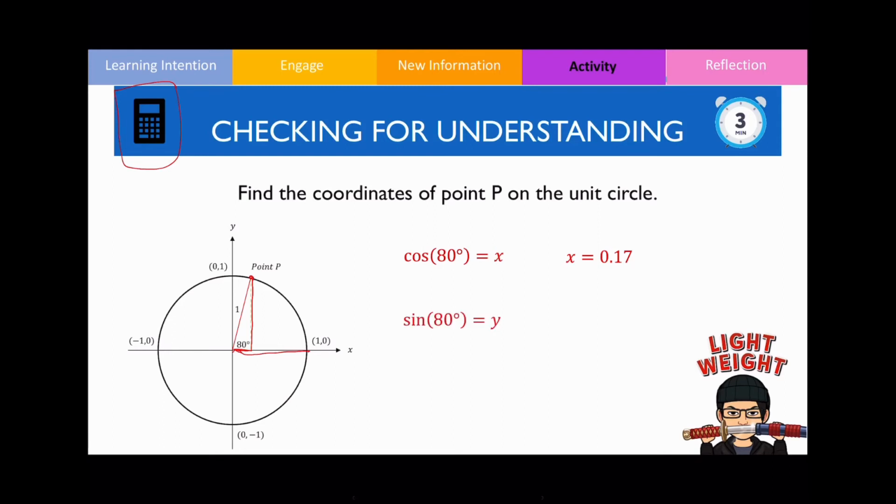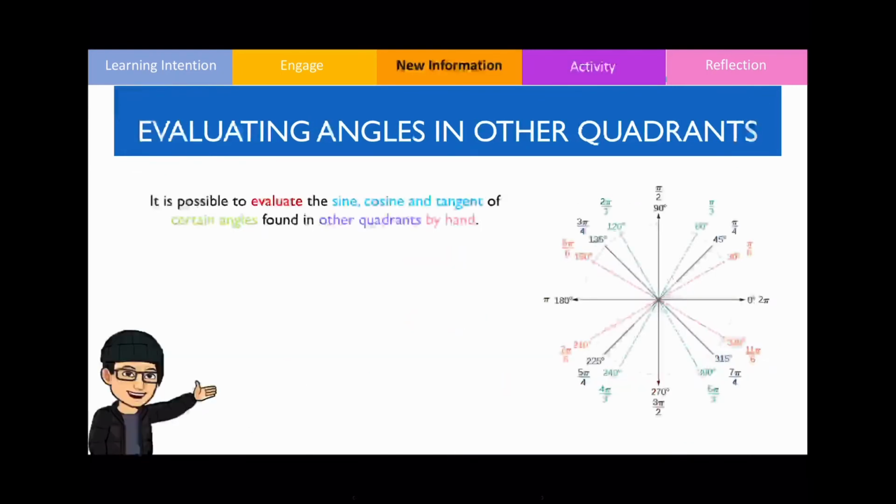So to find out the y value, just go sine of 80. And if you do this, you're going to get 0.98. And again, notice that this value is very close to 1, which is the radius of the unit circle, okay? And since you found the values of x and y, just write the coordinates in. So therefore, you'd write the coordinate of point P as 0.17, 0.98.